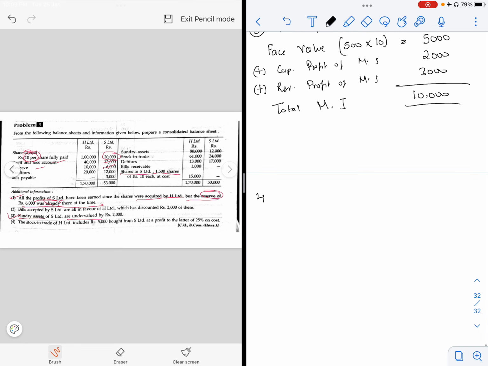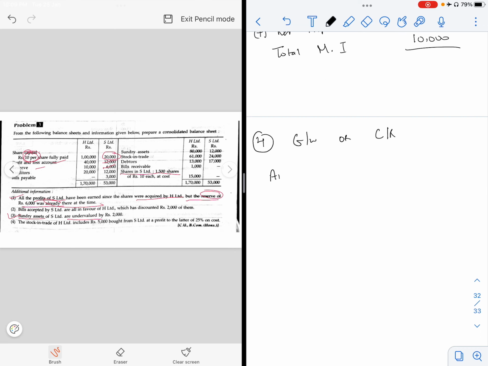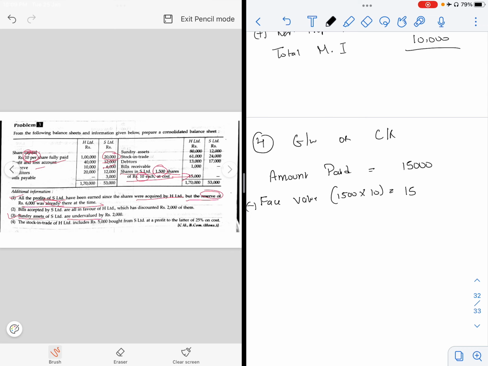Next, goodwill or capital reserve. First consider the amount paid. Amount paid is the investment, 15,000. Against it, the face value of 1,500 shares at the rate of rupees 10 is 15,000. Less the capital profit of the holding share, 6,000. The amount paid less the face value and capital profit gives a negative value, so it is a capital reserve.